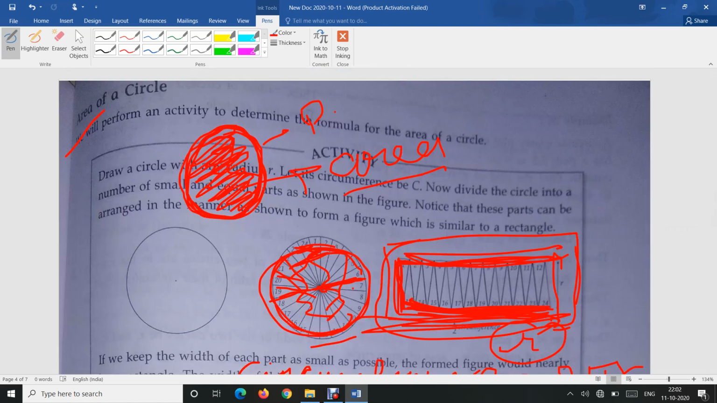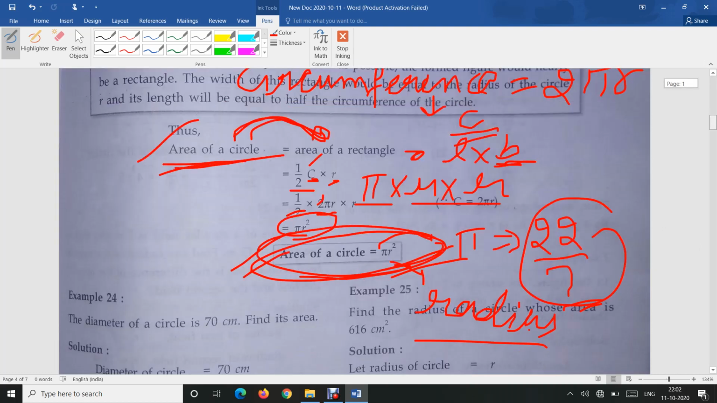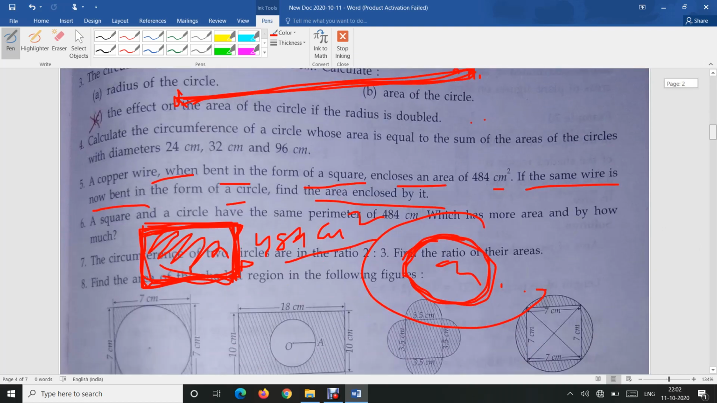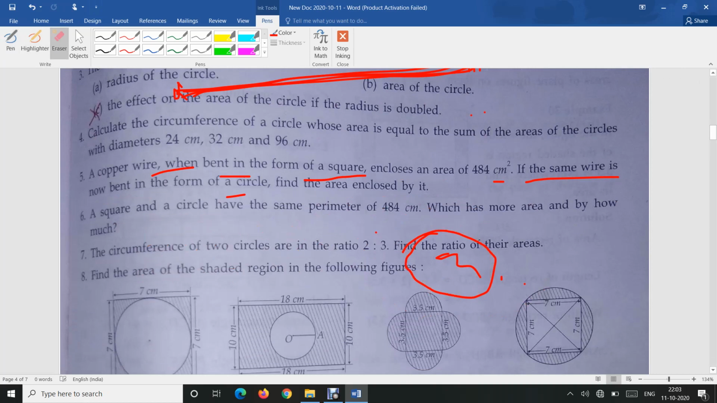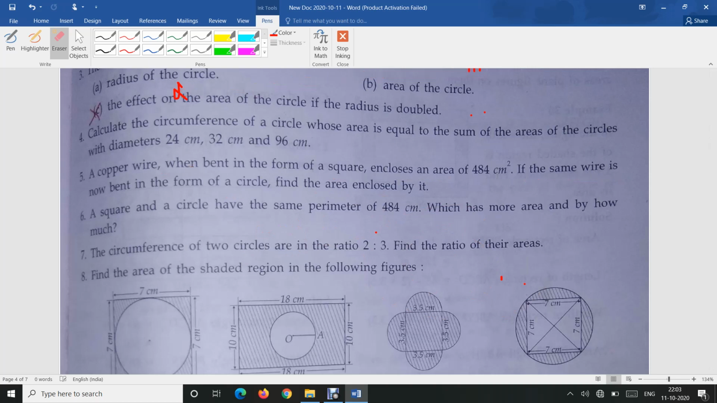Just a second. Which is question number 6. The question number 6 is saying, please focus on the question. A square and a circle have the same perimeter of 448 centimeter. Which has more area and by how much? A square and a circle have the same perimeter. Okay, that means the perimeter of the square and the circumference of the circle is equal to 484 centimeter.